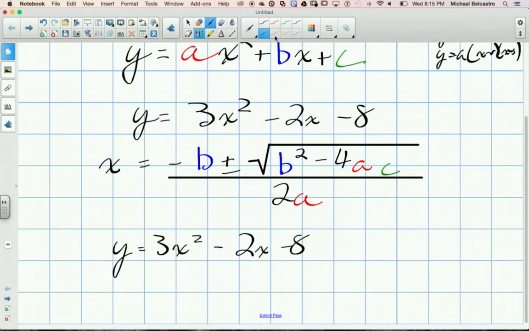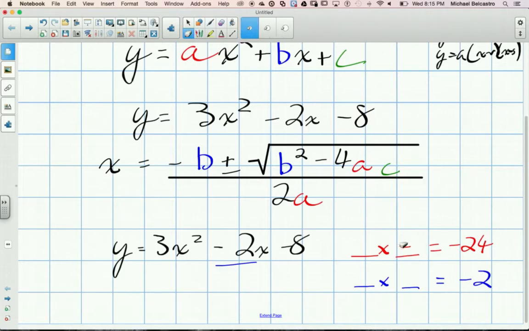We need two numbers that multiply to what 3 times negative 8 is, which is negative 24, and those same two numbers have to add to our negative 2. Let's see. Oh, this actually ends up working out, I think. I'm thinking negative 6 and 4. Yeah, they work out great. I didn't want that to happen.